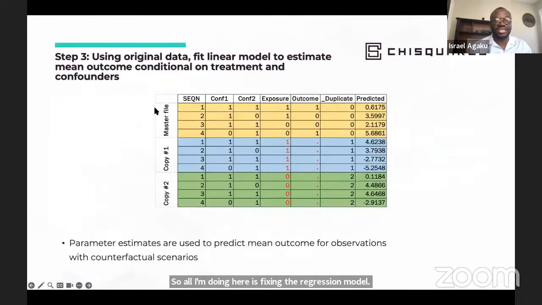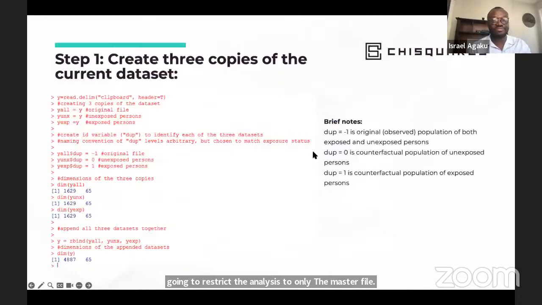So I'm using this entire data set, right? But remember that since it's enforcing list-wise deletion, it's going to restrict the analysis to only the master file. These guys have missing values for copy 1 and copy 2, so they will not be used in the regression.